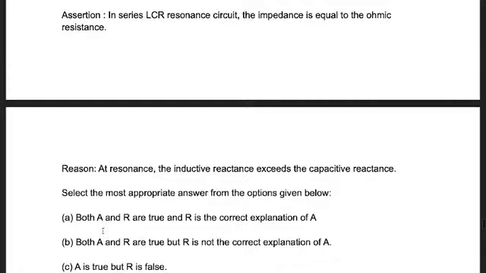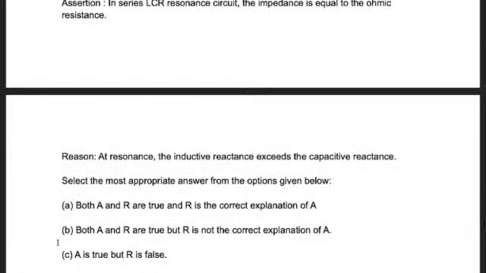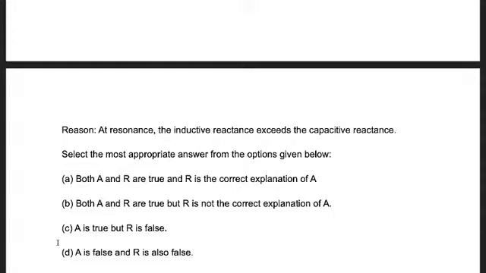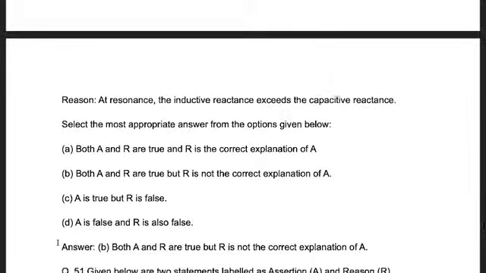A. Both A and R are true, and R is the correct explanation of A. B. Both A and R are true, but R is not the correct explanation of A. C. A is true, but R is false. D. A is false and R is also false. Good. The answer is B. Both A and R are true, but R is not the correct explanation of A. Again, the assertion reason questions.